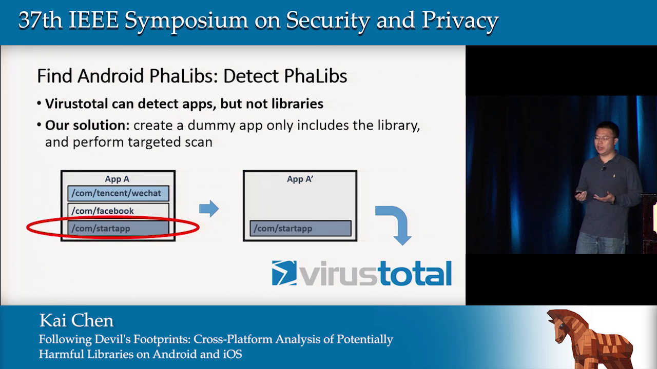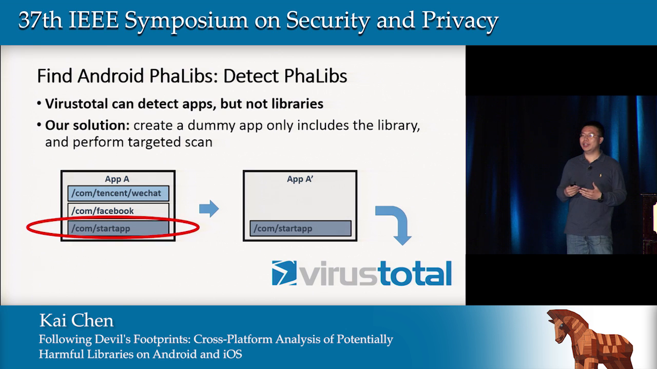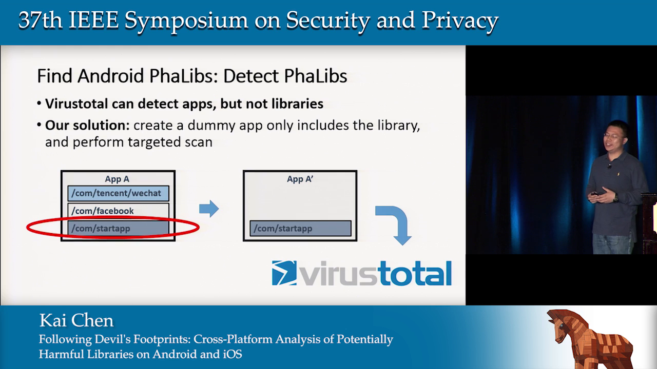Then we need to check whether there are some potentially harmful libraries inside it. Remember, we try to use VirusTotal. Remember that VirusTotal only accepts apps. It's not a library. So our idea is to create a dummy app. This dummy app only includes a library. And in this way, we can use this dummy app for a targeted scan.